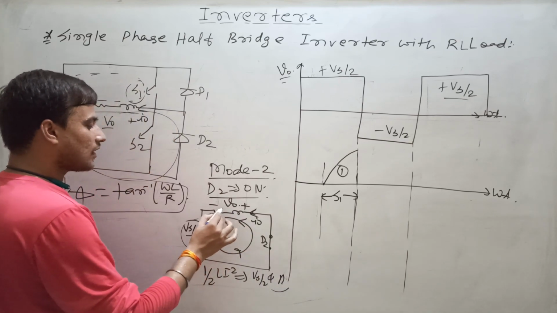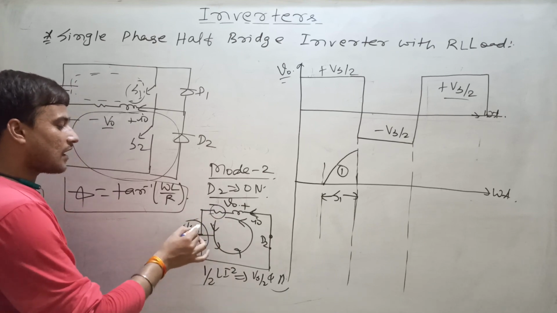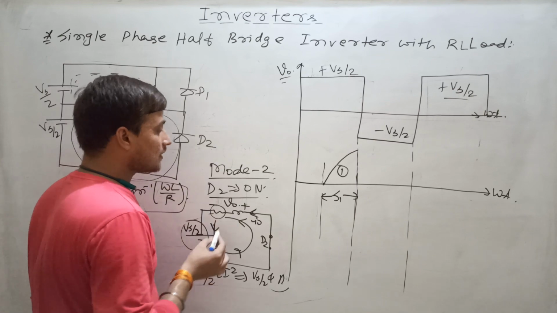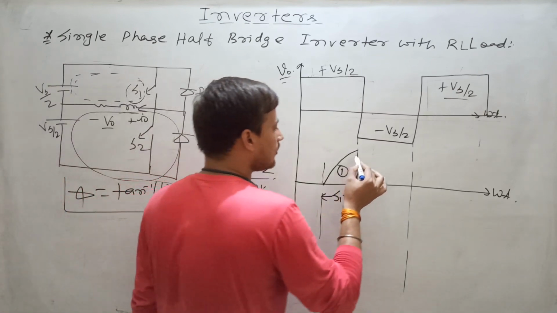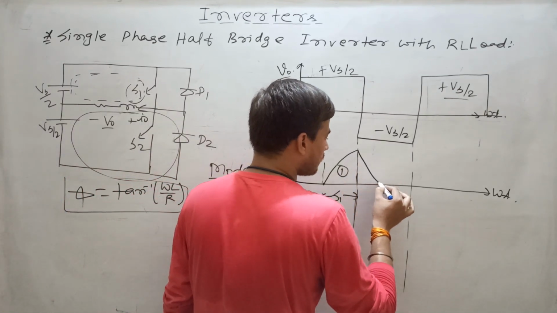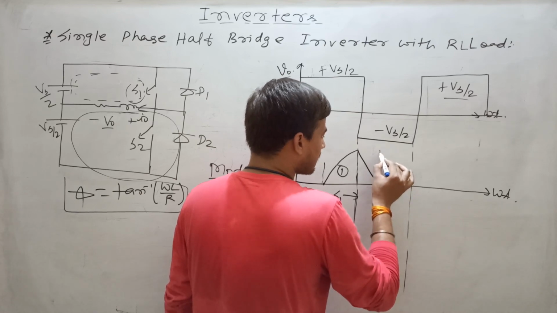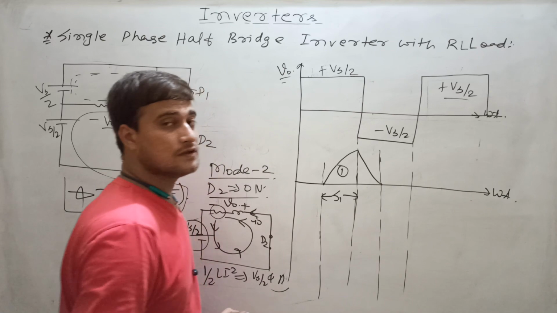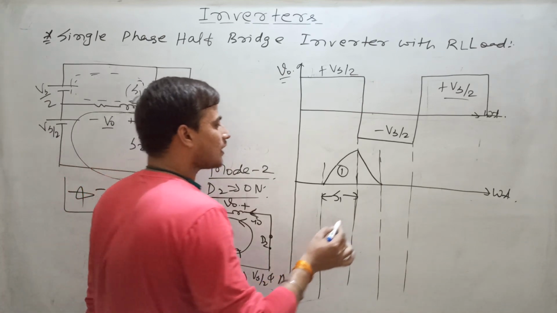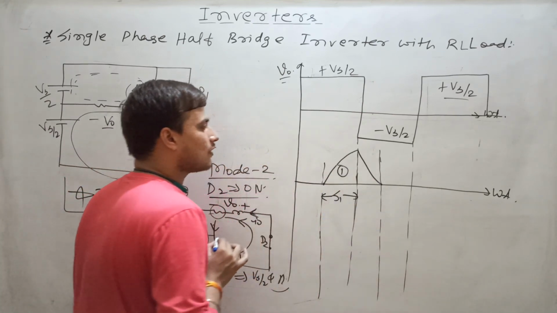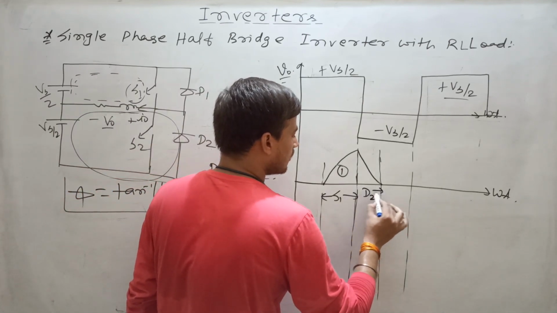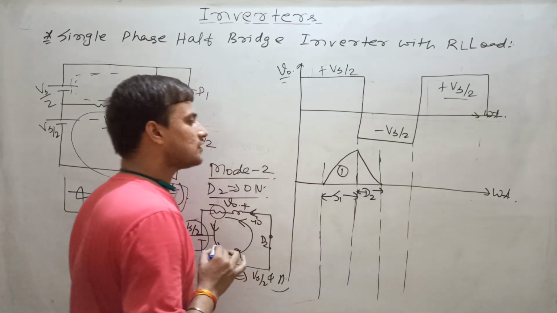This inductor is now delivering the power to this resistor R as well as to supply voltage Vs, and current will be decreasing, and there will be a time when current will become 0. So now current will decrease like this, and at this point current has become 0. That means up to this period D2 was on.